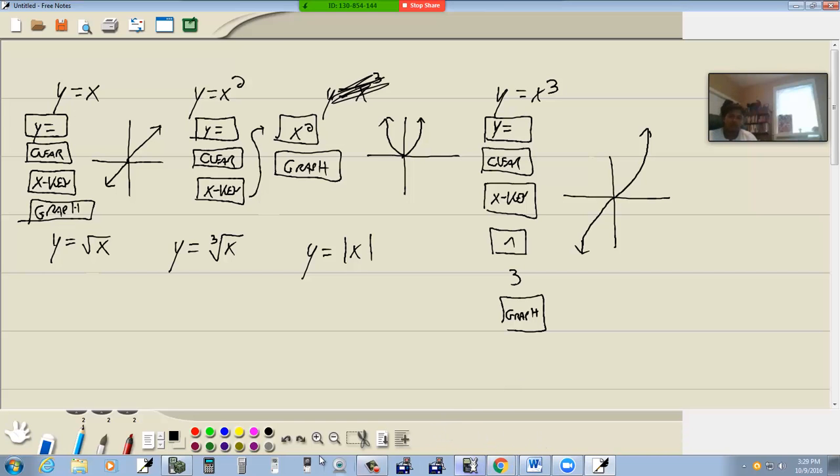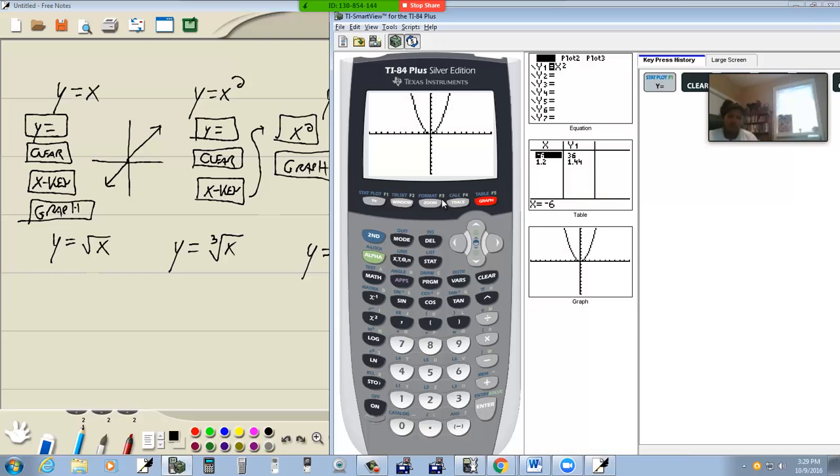Now the caret. If I press my Y equals, press clear, I do my X key. The caret is right over here below the clear, and it puts the power on there for you. Now in the near T84, it puts it up in exponent mode, and then you do your 3. And if you do have one of the newer T84s, you have to press the right arrow key to get out of the exponent mode. And then I push graph.